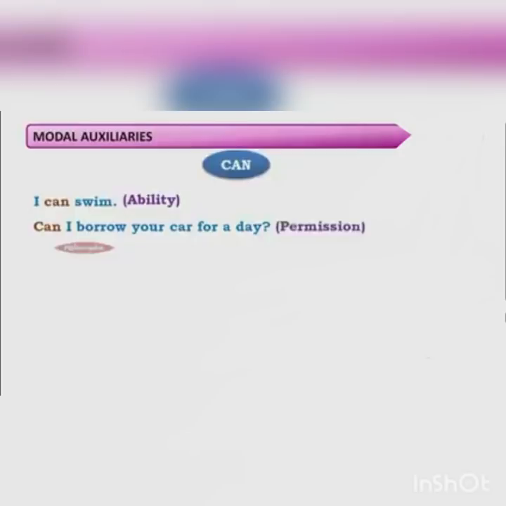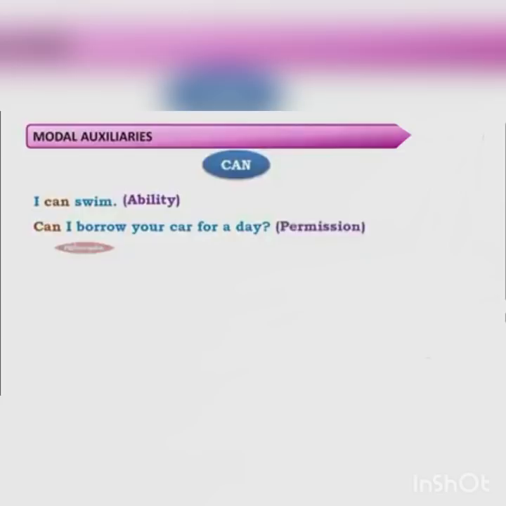Now we will move on to the different functions of each and every modal auxiliary because each modal auxiliary has many functions. So let's start with the first one. Let's take the first modal auxiliary can. Now look at this statement. I can swim. It shows you ability. Simple. It is ability. And that we have done before.